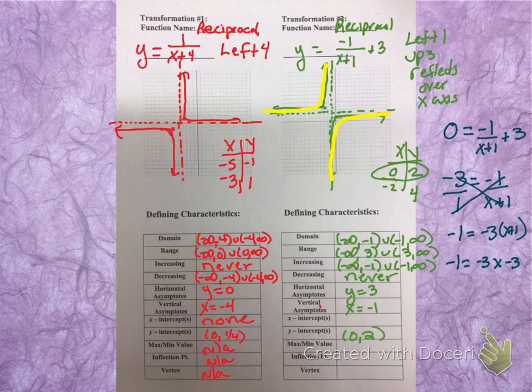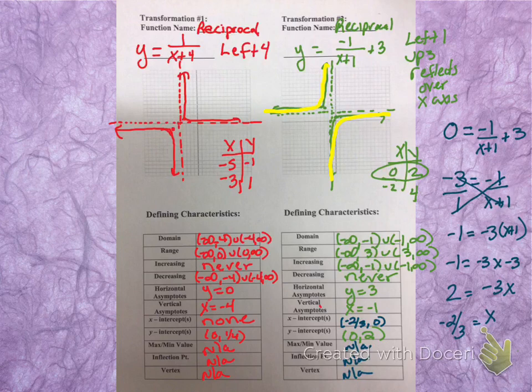Add the 3 to the other side. So I get -3x equals 2. And divide both sides by -3, I get -2/3. So you can kind of see that, by my graph, that it crosses the x-axis at negative 2/3. So it's negative 2/3, comma 0. Again, I have no min or max, no inflection point, and no vertex.